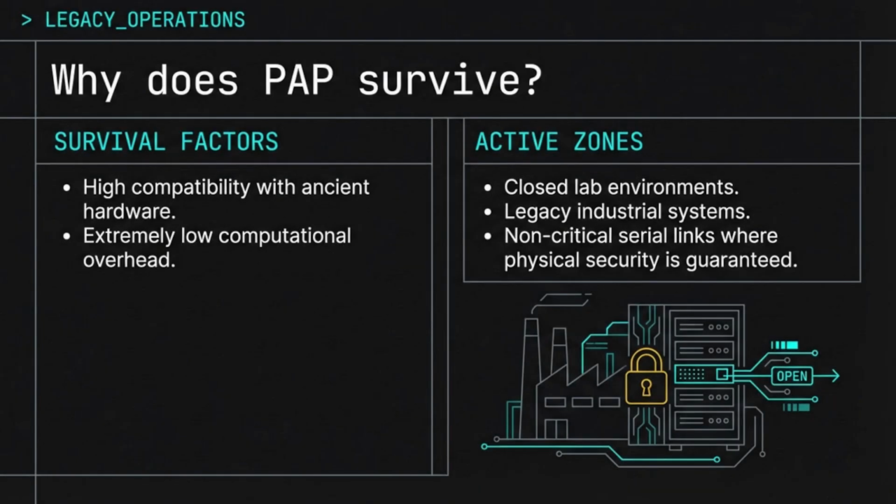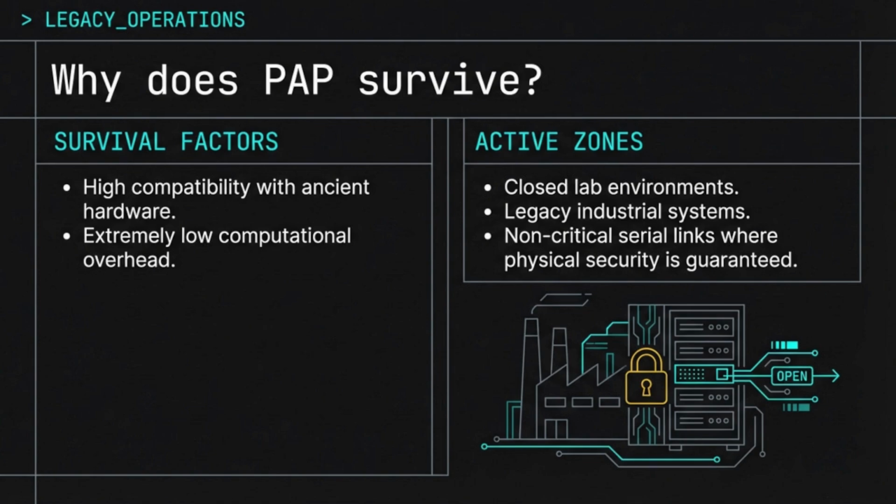So, with all these better options out there, what's PAP's legacy? Does it even have a place in the modern world? And what does its story tell us about where authentication is headed? It's the obvious question, right? With such glaring flaws, why does PAP still exist at all? Well, the answer really comes down to a couple of things. First, it has near-universal compatibility with ancient hardware that was built long before modern encryption. And second, it has an extremely low computational overhead.